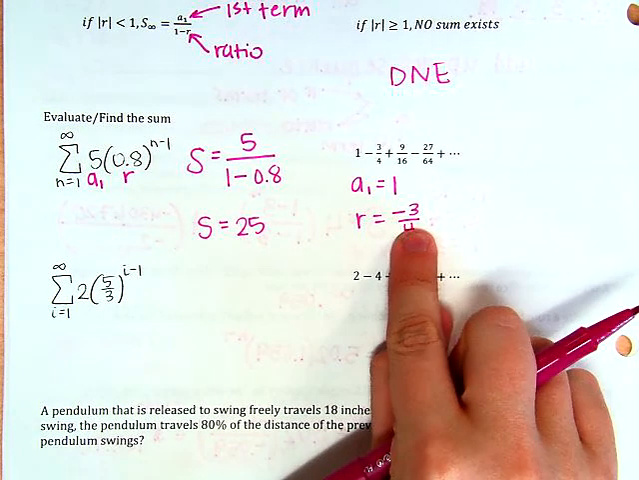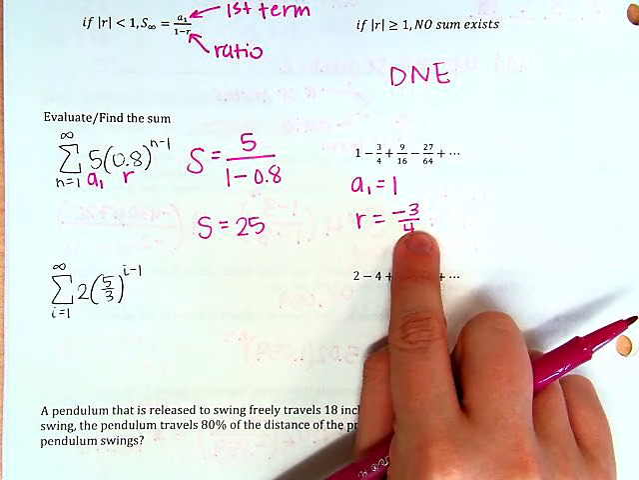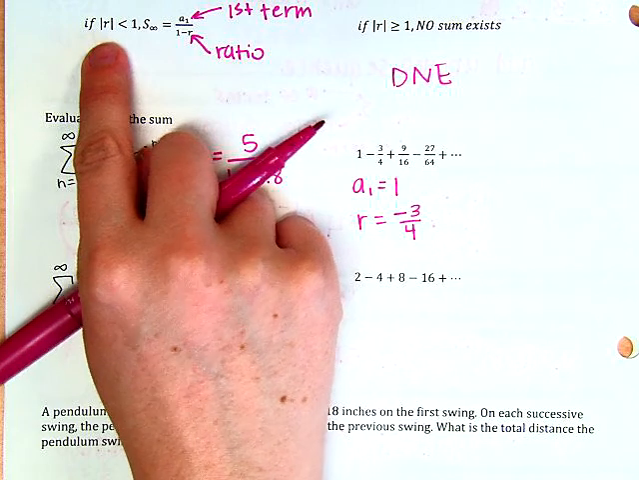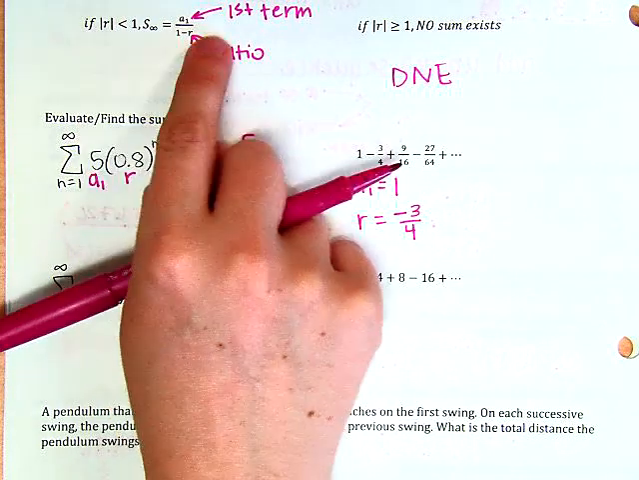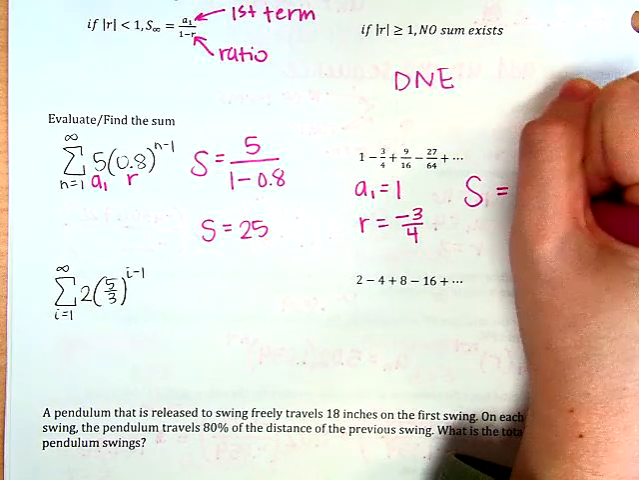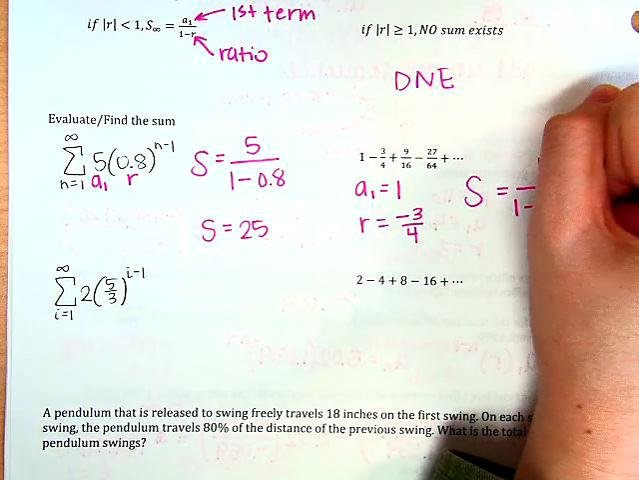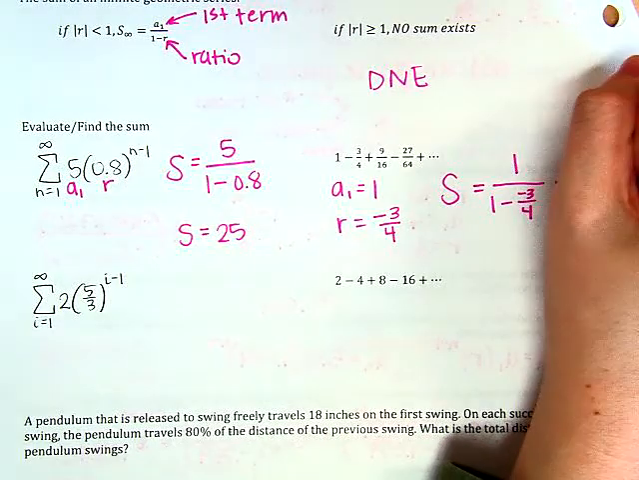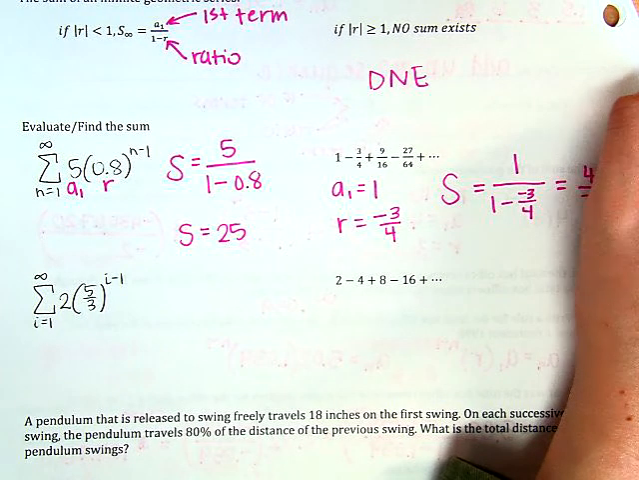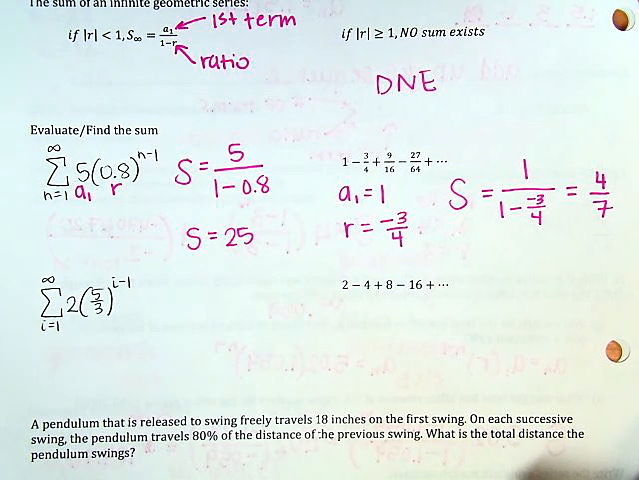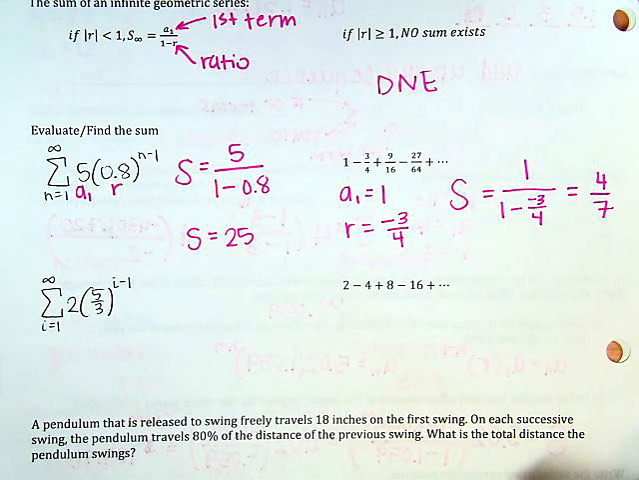Well, negative 3 over 4, we want to change that to positive 3 over 4 to figure out which one of these I use. So 3/4 is less than 1. I can do it. Here we go. First term divided by 1 minus ratio. And when I plug that into my calculator, it should give me 4/7. 4 over 7, or whatever it gives you as a decimal.